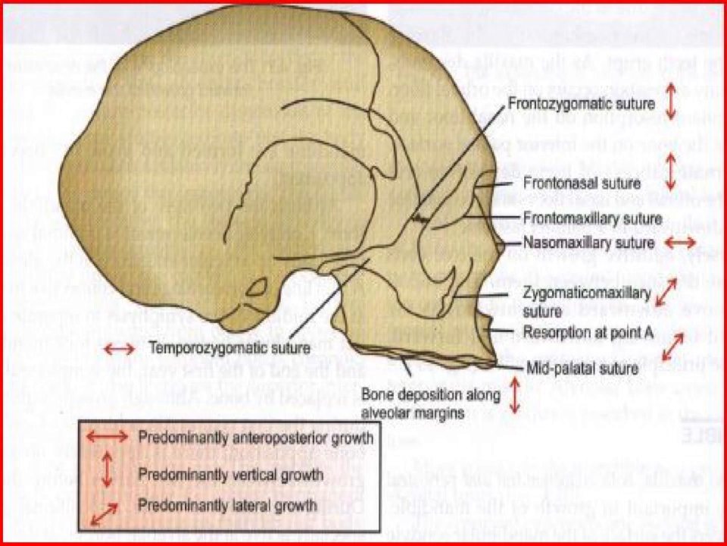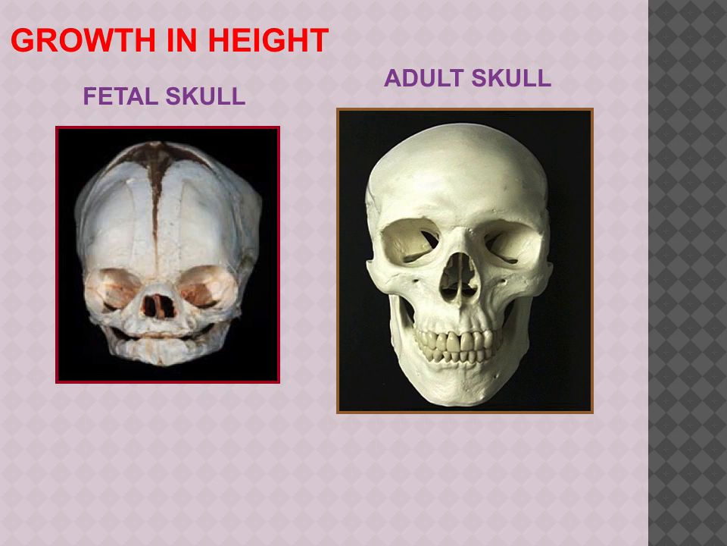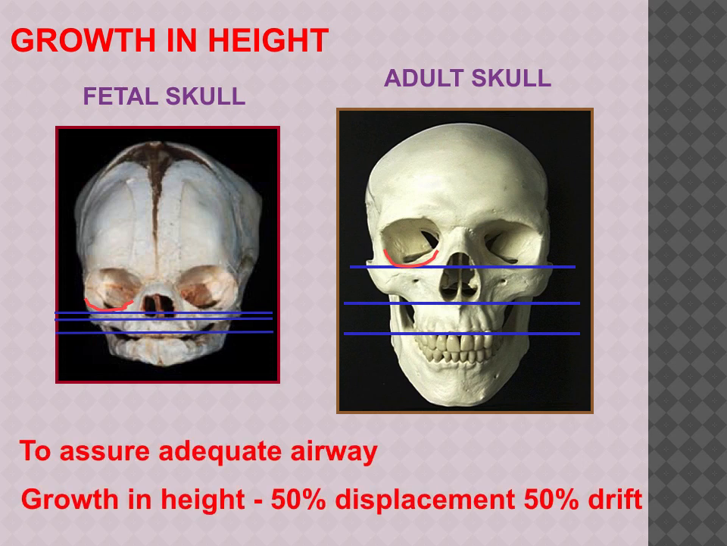So because of the growth at this end, deposition at this suture, the maxilla will be displaced forward and temple backward. Okay. Then moving on to growth and height, when we compare a fetal skull with an adult skull from the inferior border of the orbit and we compare the nasal height, you can see a drastic change there, and that's your mid face.